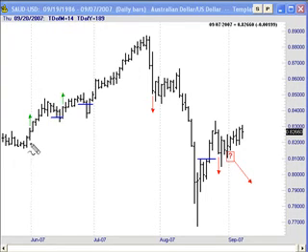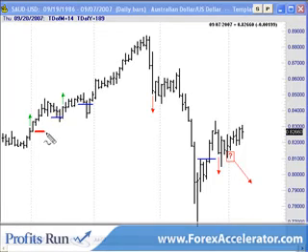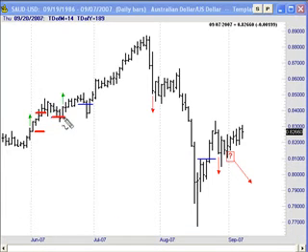You can see here the first one was very late in May, where this particular day was the setup day. We would have gone long right in here and following the two-step exit strategy, exited about half the position right around here, and the other half protected by a trailing stop, which would have been stopped out right here.